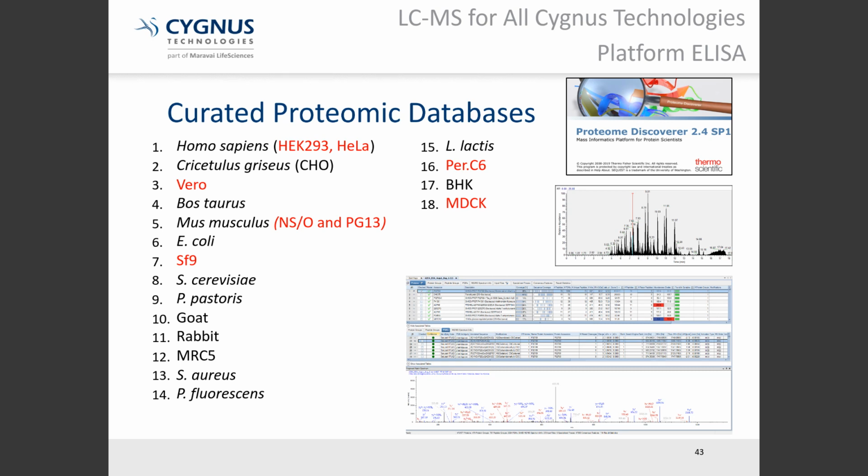But the second one was not having databases available. You can do the mass spec, but if you can't interpret the data, it was very challenging. So we've curated proteomic databases for pretty much all of the main expression platforms used for viral vector manufacturing as well as monoclonal antibodies.